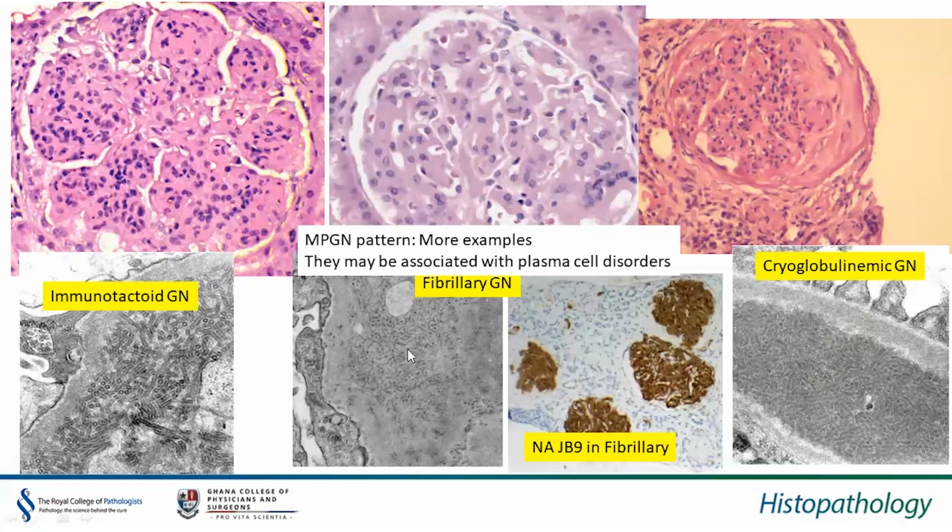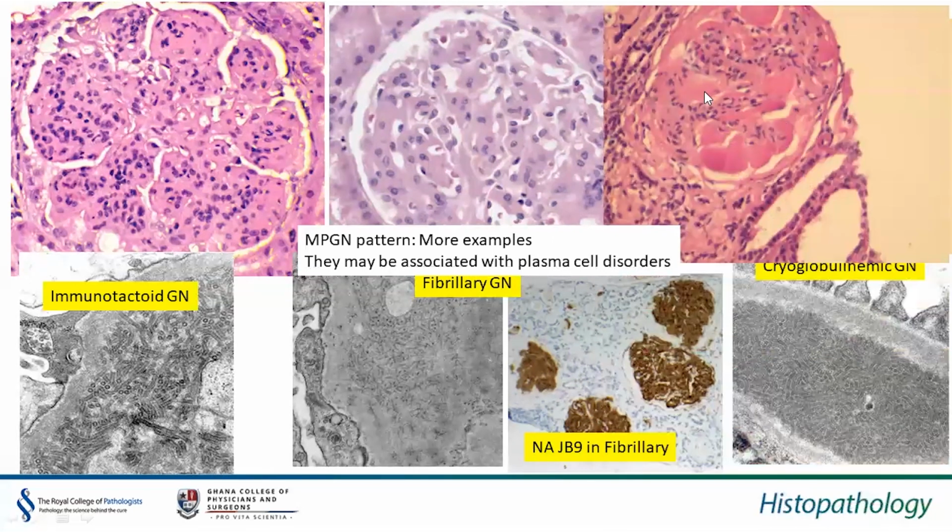Now, while EM has a role and does help us in recognition of these fibrils, now we have an antibody known as DNAJB9, which is positive in fibrillary glomerulonephritis. So we don't really need to do EM. If you suspect fibrillary, then you can run this antibody, and if it is positive, then you have your diagnosis of fibrillary glomerulonephritis. And this is again an MPGN pattern.